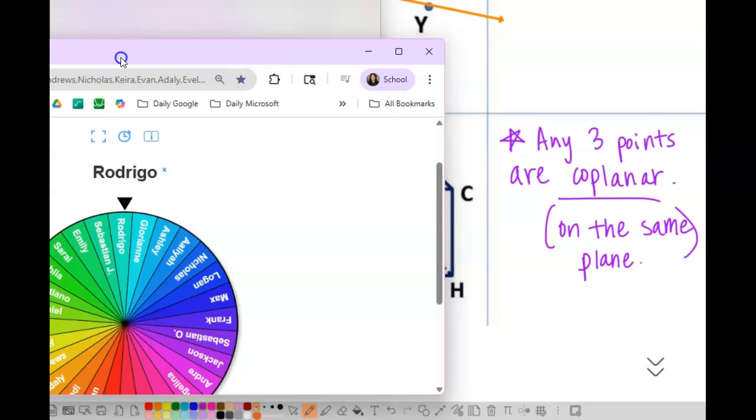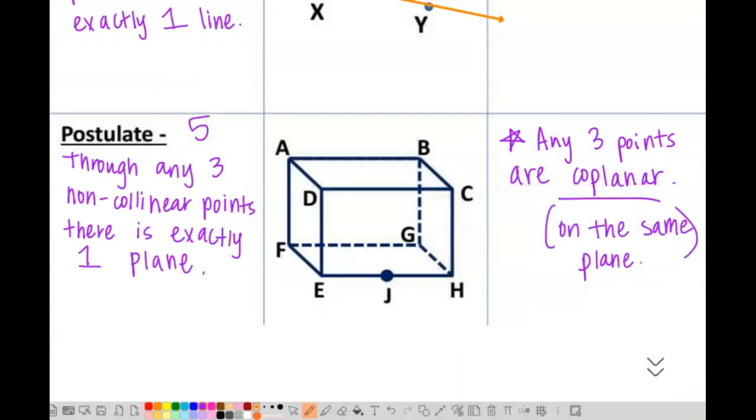All right, let me see the wheel. Rodrigo, you got picked again. Rodrigo, are points G and D coplanar? Are they on the same plane? D and G, this one and this one. No, they're not. How many planes are there actually on this figure? Six. Good. All right.